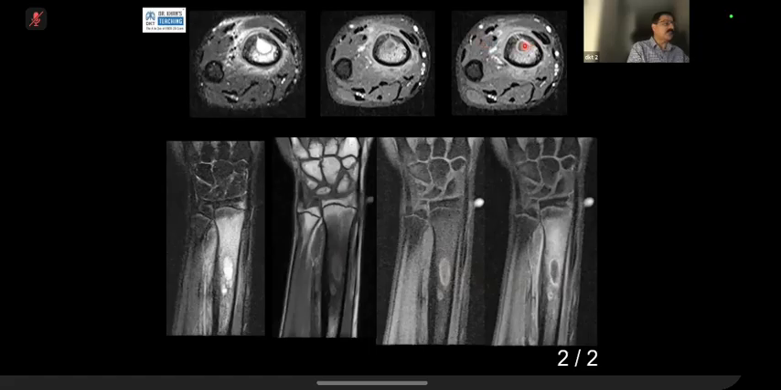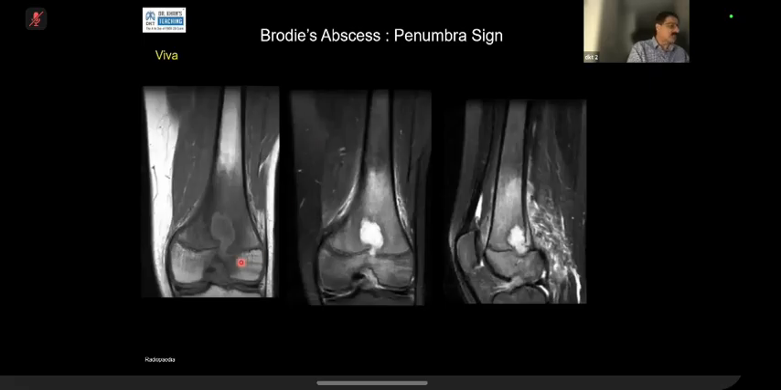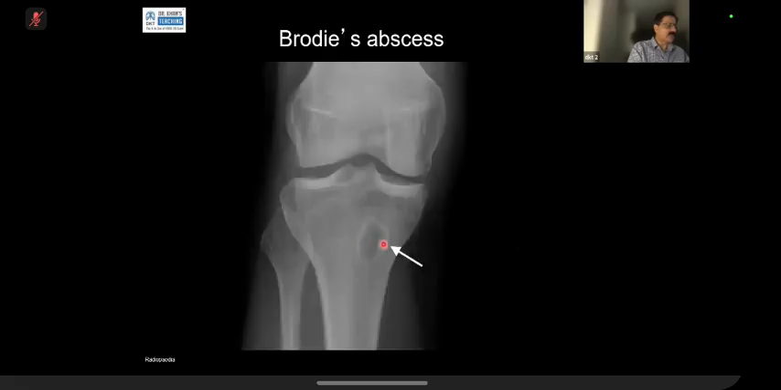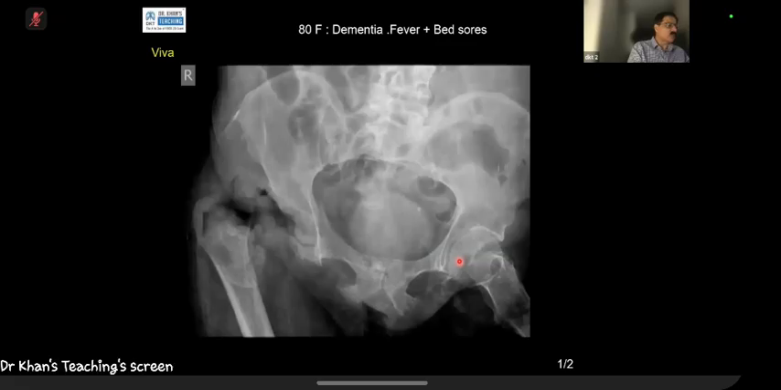And there is a breach of cortex, and you can see intraosseous abscess, and there is a bit of phlegmon, and there is a breach of cortex. So this is one case. Now, this is another case with penumbra sign, where you can see this high signal on T1 weighted sequence in the periphery. It is considered quite pathognomonic of osteomyelitis or intraosseous abscess just on a T1 weighted sequence. This is similar to the case which we had, and this is a case of Brodie's abscess.